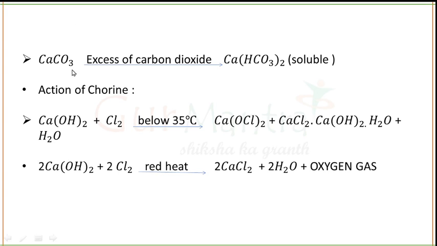Next, when you burn CaCO3 in excess of carbon dioxide, you will get a compound that is Ca(HCO3)2.